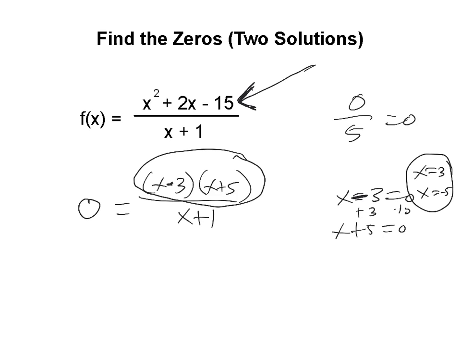Now, anytime you're wanting to find the zeros, just make the top 0, factor it, and then solve for 0, and you'll know. Because 0 divided by anything will always be 0. So that's one of your zeros, or two of your zeros in this case.